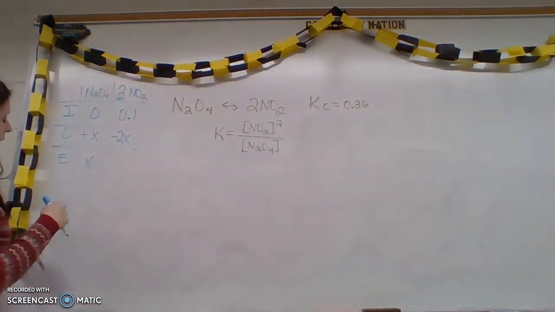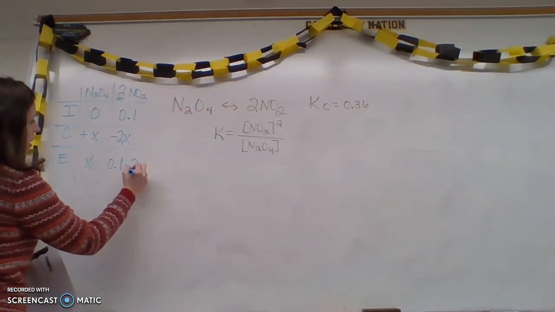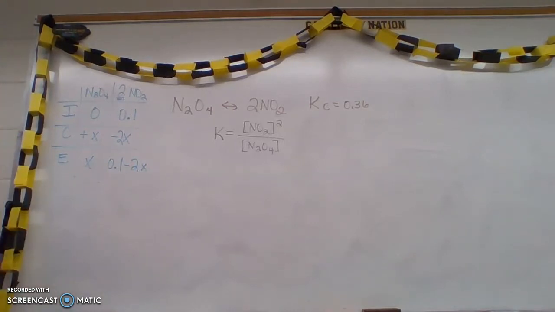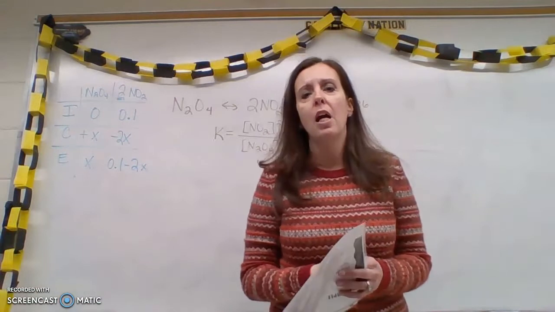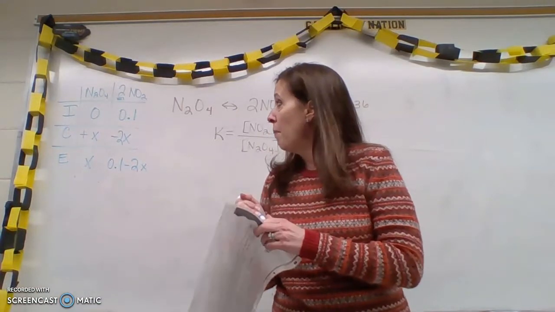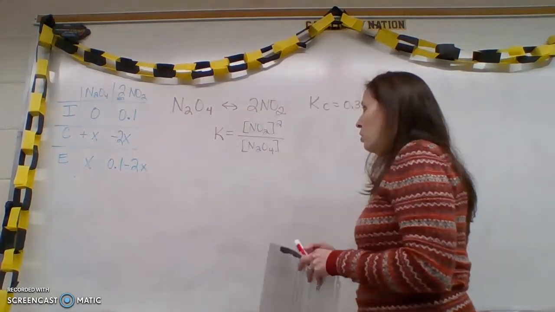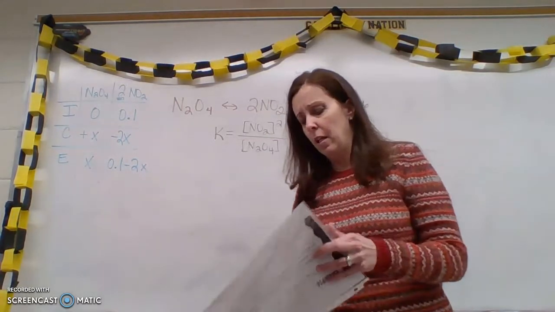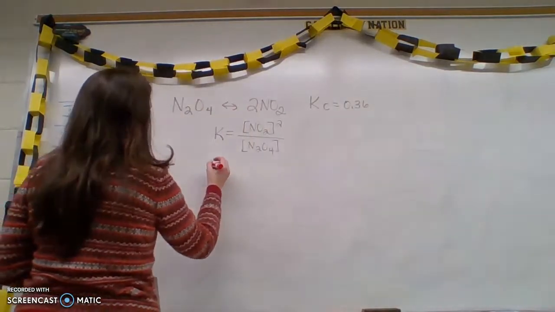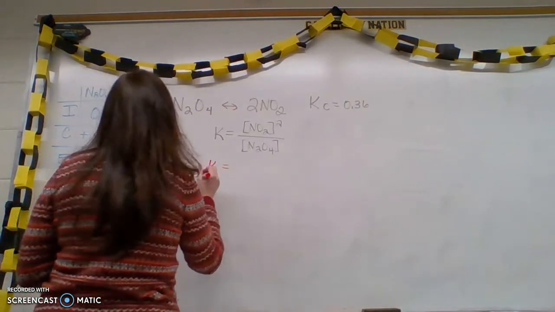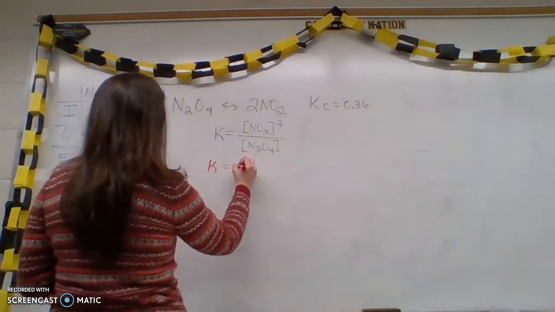So when I look at this, I have 0.1 minus 2x. Again, why the 2x? Because 2 is in front of it in that balanced equation. So now, I'm going to start filling in this and see what this starts looking like. And it is going to be a little crazy too. So K is for equilibrium. At equilibrium, this is the equilibrium concentration.